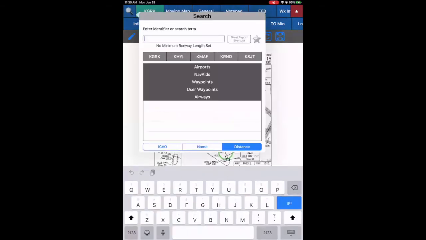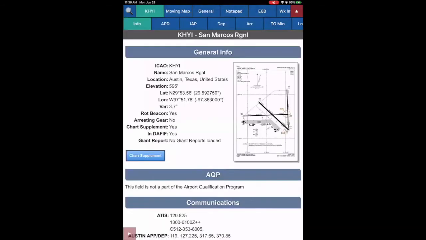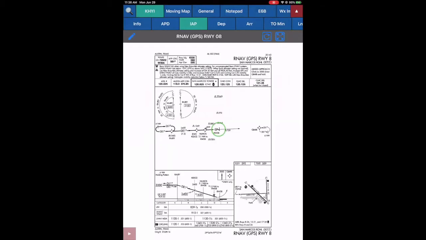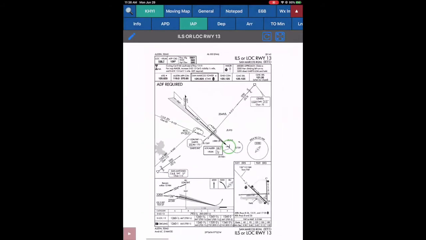Let's change. Let's go to San Marcos Regional. Take a look at some instrument approach plates there. In particular, I like this one, the ILS or localizer runway 13 at San Marcos Regional. Can I fly this approach? Is this a compatible approach?